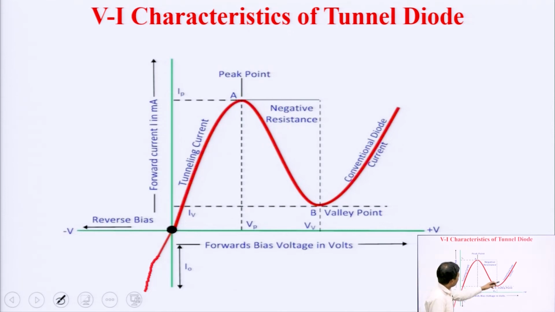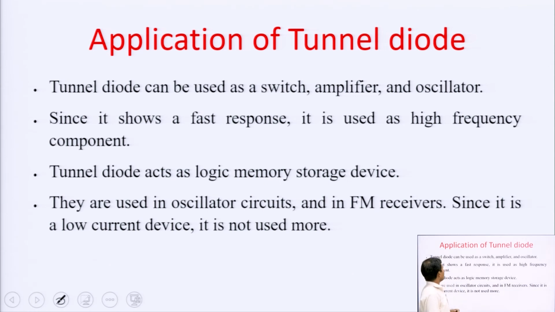And this is the VI characteristic of the tunnel diode, and this is the peak point, and this is the valley point. In between the peak point and valley point, this is called the negative resistance region. Already I have discussed. Now, applications of tunnel diode.